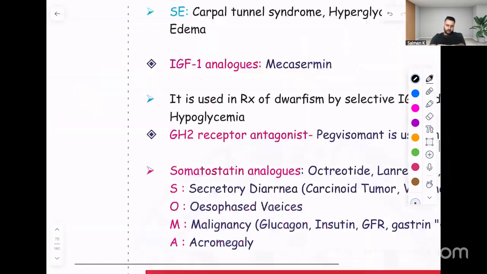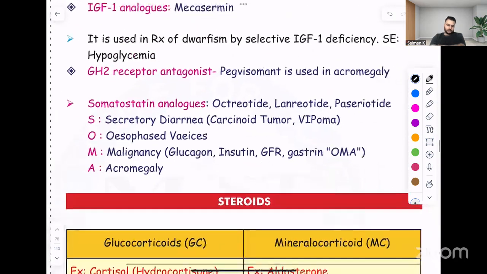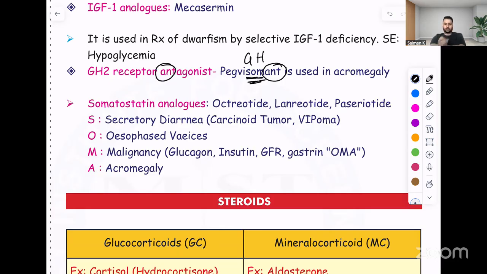When it comes to growth hormone, make sure you remember these drugs, please. One is pegvisomant, ANT for antagonist of SOM. SOM means somatotropin, which is growth hormone. Growth hormone antagonist is given in acromegaly. Although it is used, it's not the drug of choice. The drug of choice for acromegaly will be somatostatin stimulator drugs like octreotide, lanreotide, etc. Okay, the drug of choice is this.